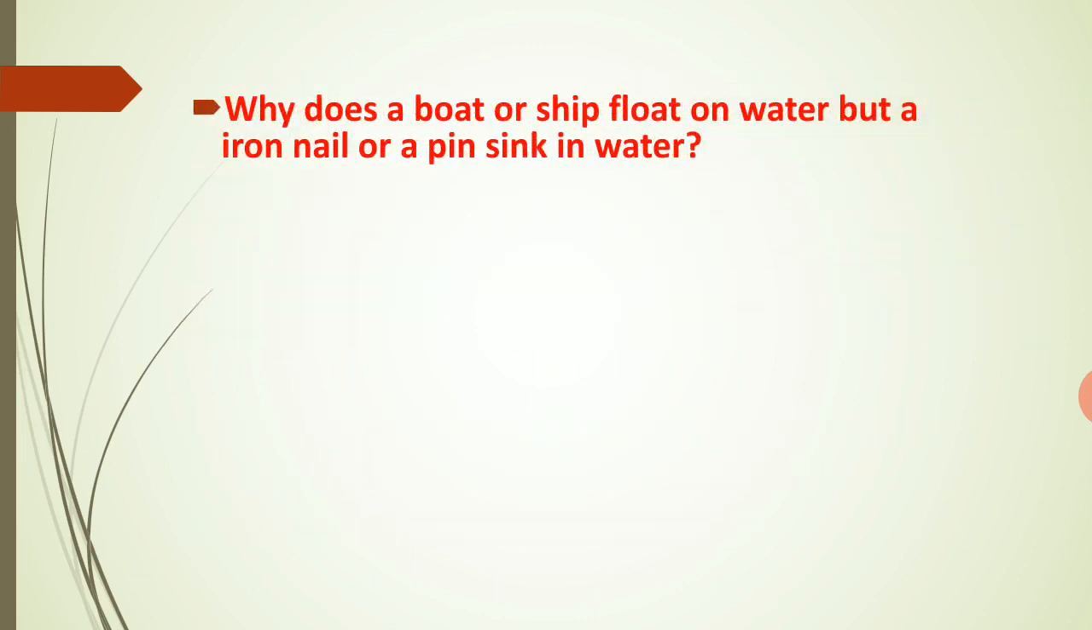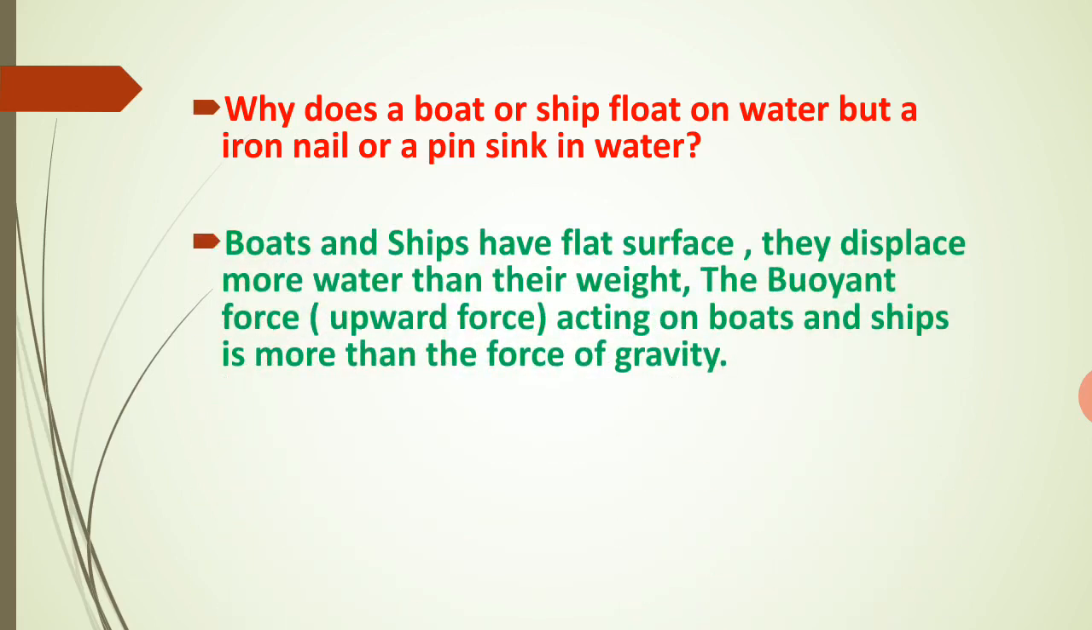Why does a boat or ship float on water, but an iron nail or a pin sink in water? Boats and ships have a flat surface. They displace more water than their weight. The buoyant force, the upward force, acting on boats and ships is more than the force of gravity.